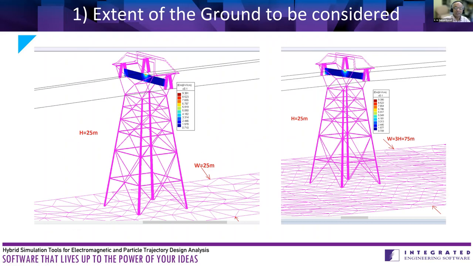Next, here I'm showing the results. In the left side picture, the height of the tower is 25 meters. The width I put at 25 meters, and I'm interested in the fields right on the top of the tower. I calculated the field pattern here. This is the field, this is the demarcation here. Then we increased it three times. Now W is 75 meters. You observe here, the field has not changed any amount.